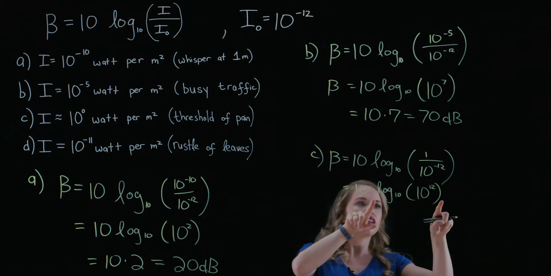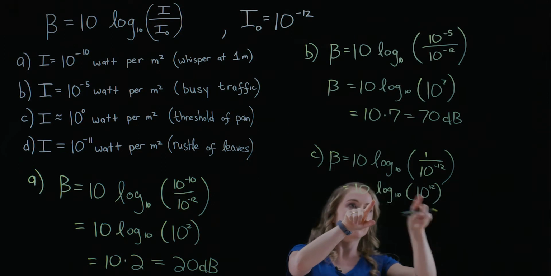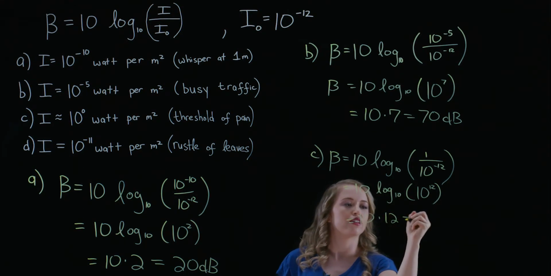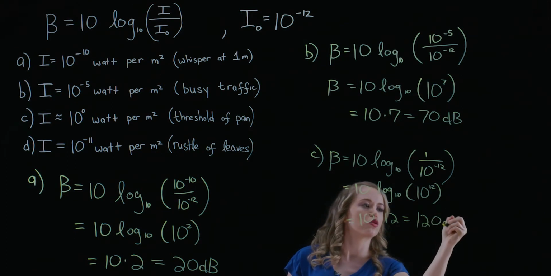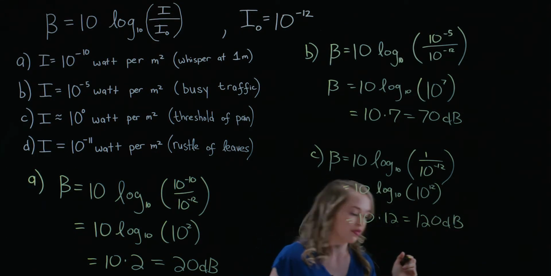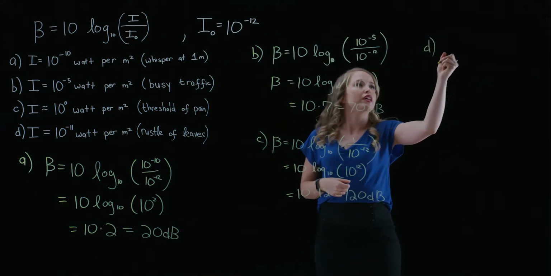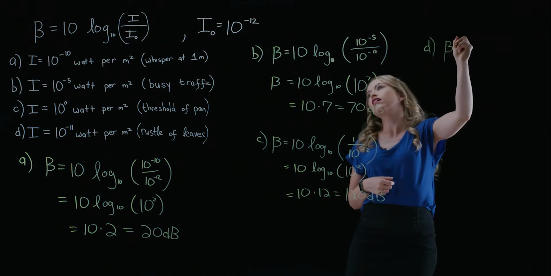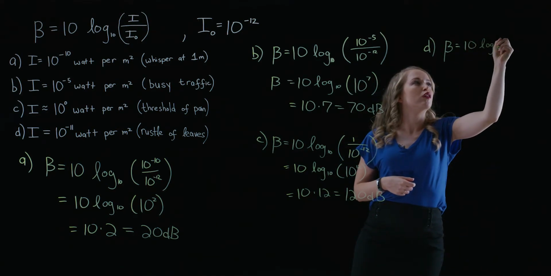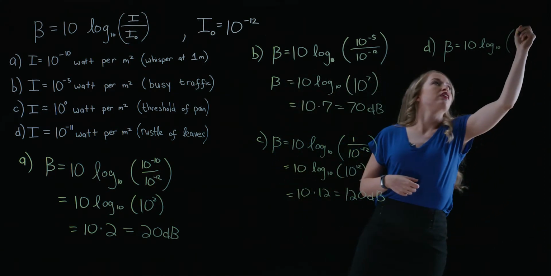To solve this log, I ask myself 10 to the what power gives me 10 to the 12th. That answer is 12. 10 times 12. This one is 120 decibels. I am ready for my last problem. Once more, I just plug it in. This time it's 10 to the negative 11.